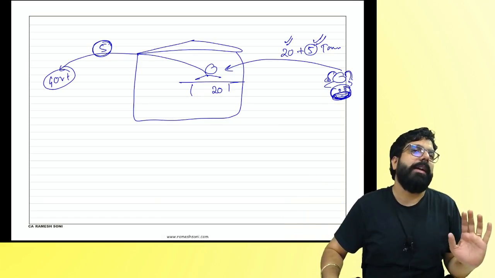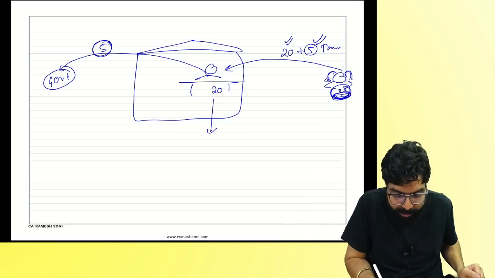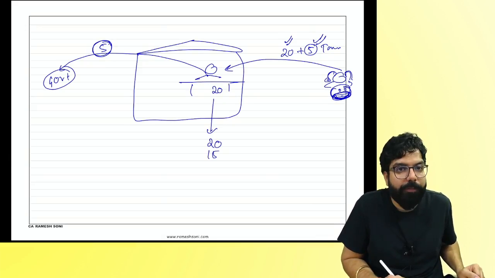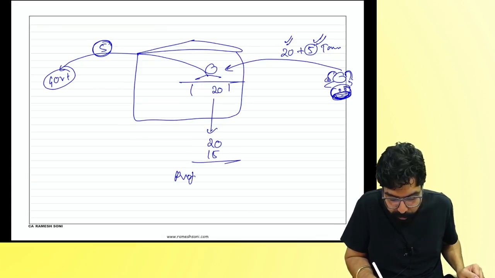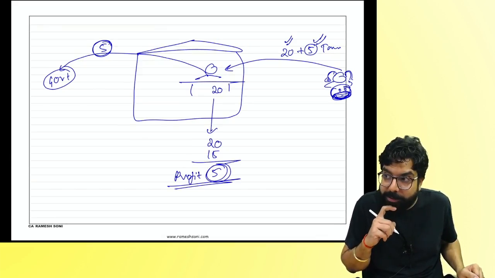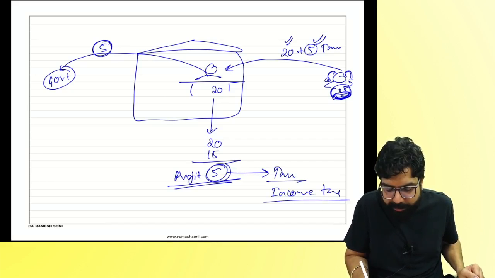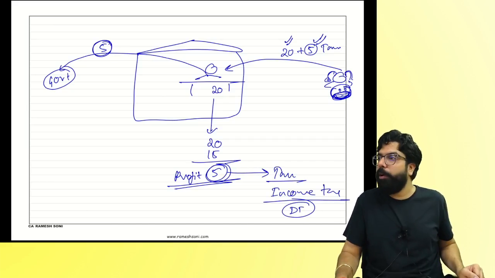So what is direct tax? Now you can tell me. He earned 20 rupees by selling masala dosa. His cost was supposedly 15. He made a profit of 5 rupees. On these 5 rupees, is the shopkeeper required to pay any tax? What is that tax? That tax is income tax. Is my point clear to all?